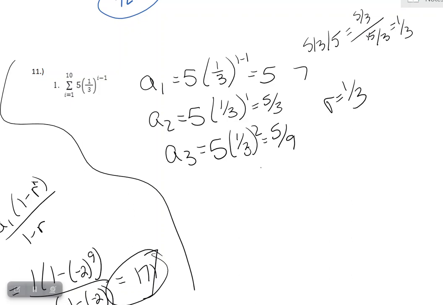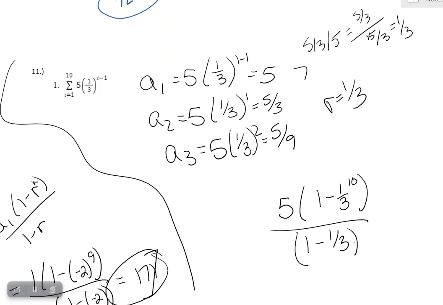All right, we're going to plug this in. We're going to get first term is 5 times 1 minus 1/3 raised to the, we want to find the 10th, over 1 minus the ratio, which is 1/3. Again, put in your calculator, 7.5.